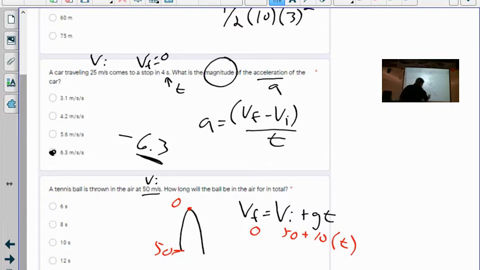So I have 0 equals 50 plus 10 times t. When I work this out, I'm going to have negative 50 equals 10t, and then I'm going to end up with a time of negative 5 seconds. In reality, gravity is negative, and so that would have gotten rid of this right here. And so I have 5 seconds to go up, 5 seconds to come down. That's a total of 10 seconds.